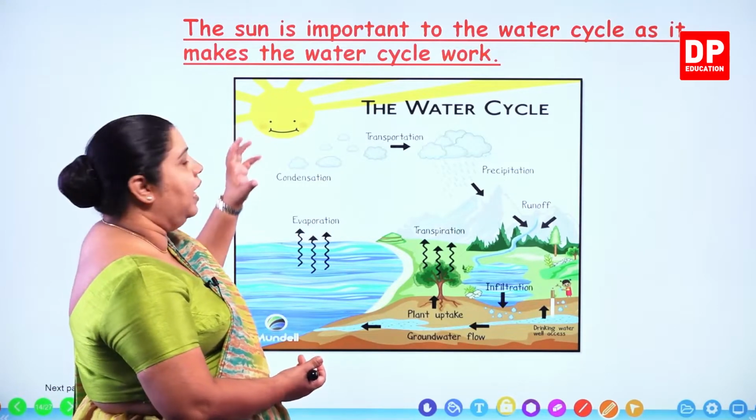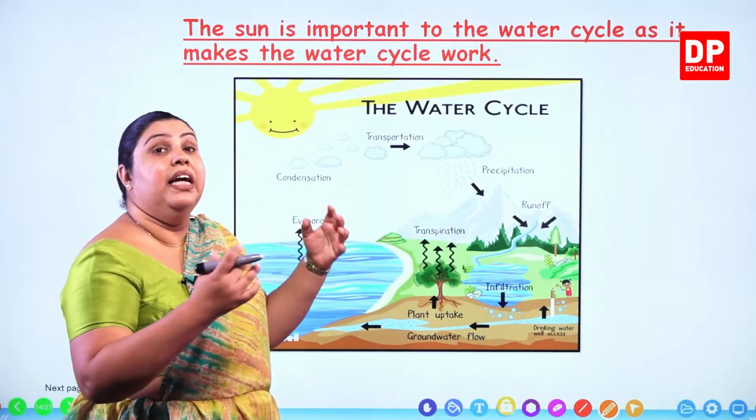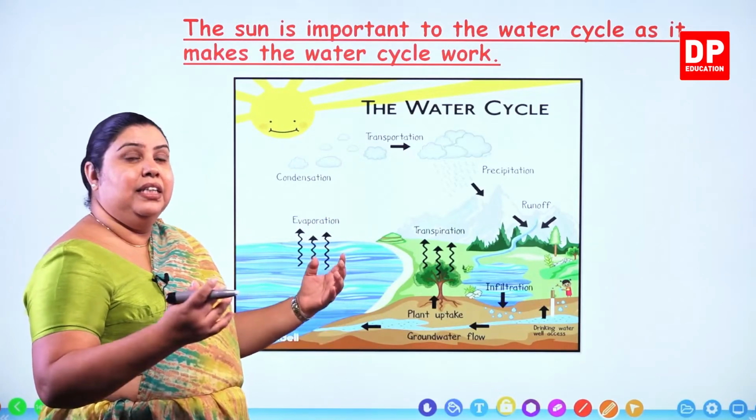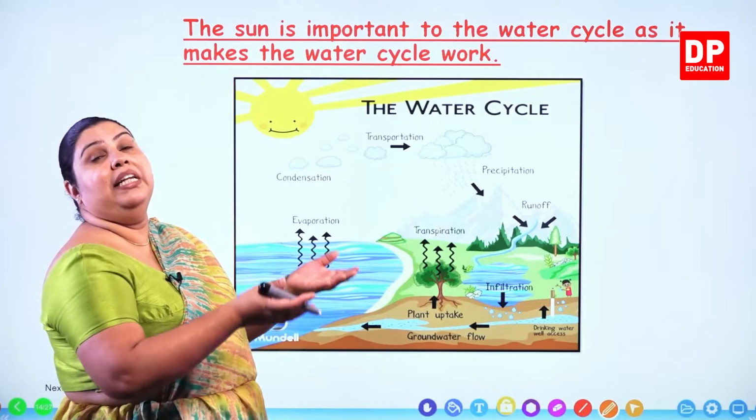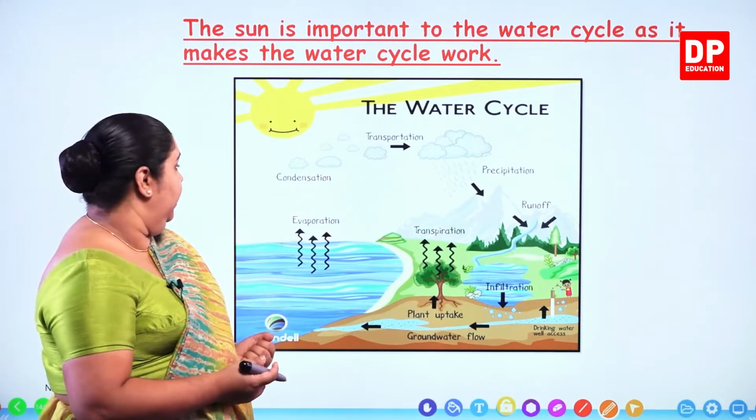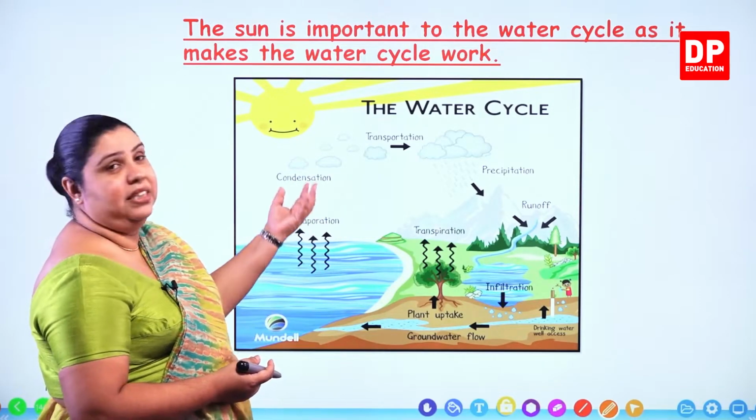So the sun comes out, and with the heat of the sun, the rays of the sun carries out little water droplets up. That is what we call evaporation.